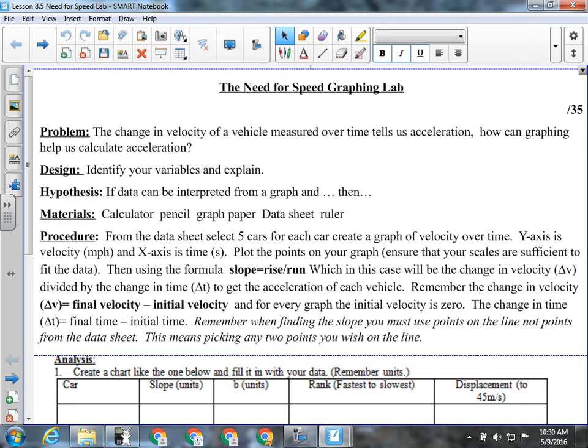In this case, sports cars, or not sports cars, because there's a few on that chart that are definitely not sports cars. So what we're going to be looking at here is how we can calculate the acceleration of each of these cars using a velocity versus time graph of their data. Change in velocity of a vehicle measured over time tells us acceleration. How can graphing help us calculate that?